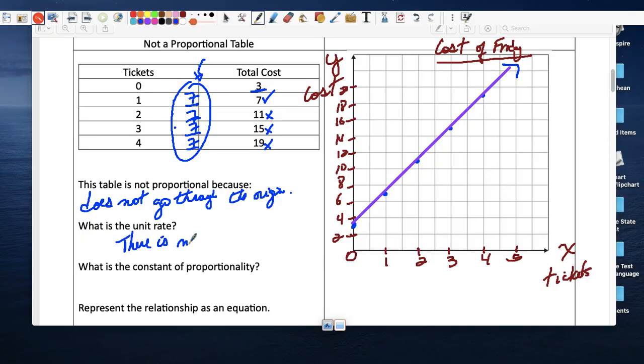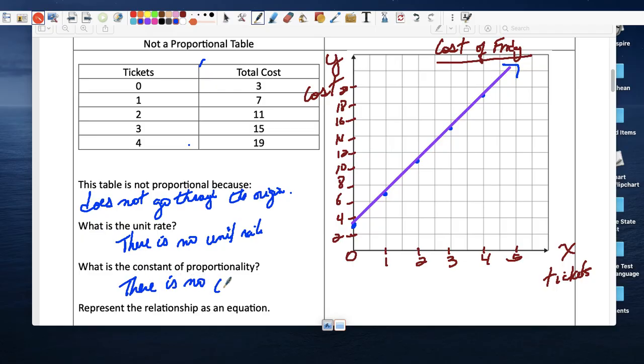There is no unit rate. Is there a constant of proportionality for whatever pair I want to use? So think about it. There's 5 pairs here, 4, 19, 3, 15, 2, 11. Is the same constant of proportionality being used? No. So again, there is no constant of proportionality.